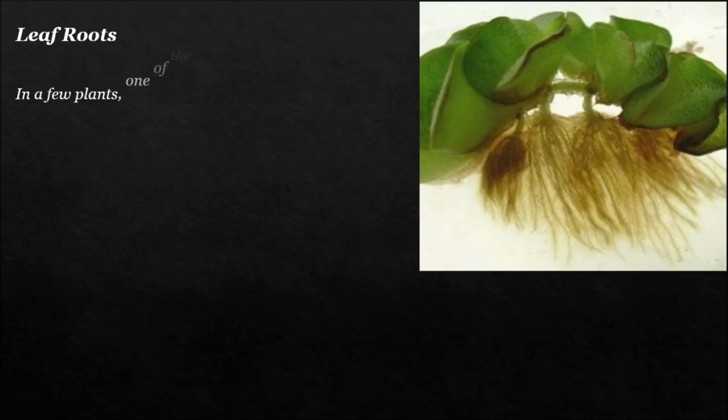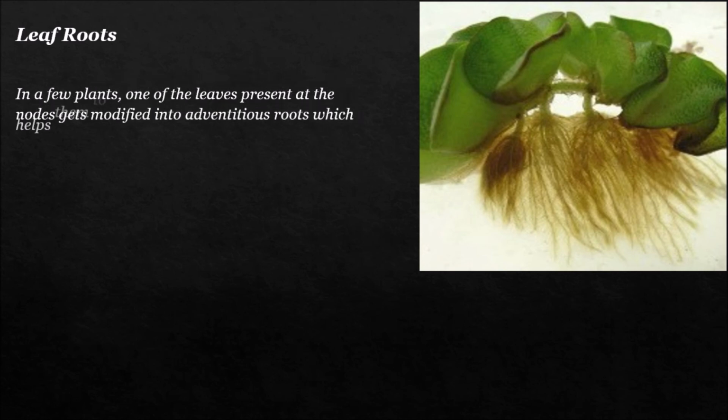Leaf roots. So what are leaf roots? In a few plants, one of the leaves present at the nodes gets modified into adventitious roots, which helps them to float over the water surface. So we can say that in some aquatic plants, the leaves which are present at the nodes get modified into adventitious roots, which help them to float over the water surface. Example, Salvinia.